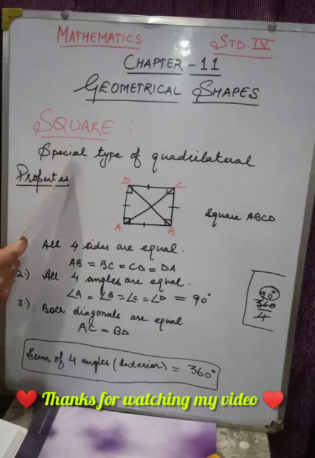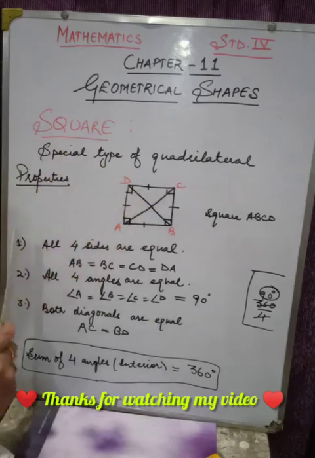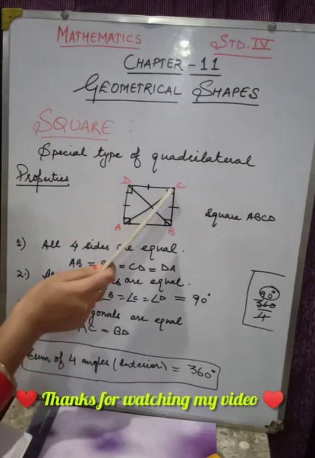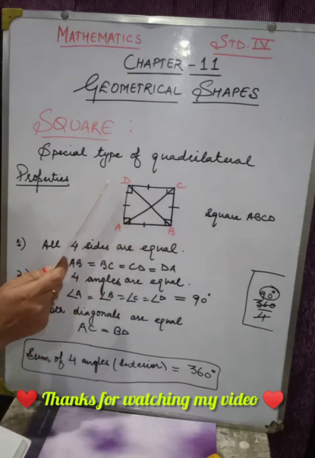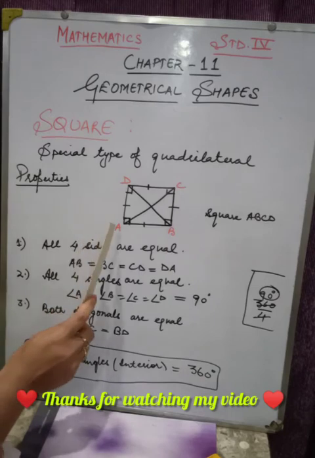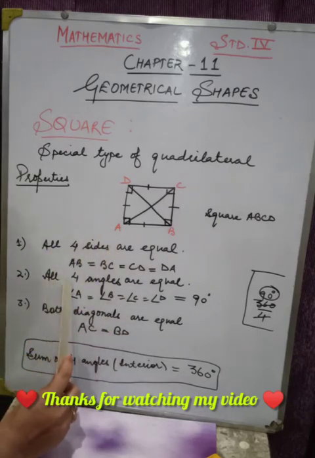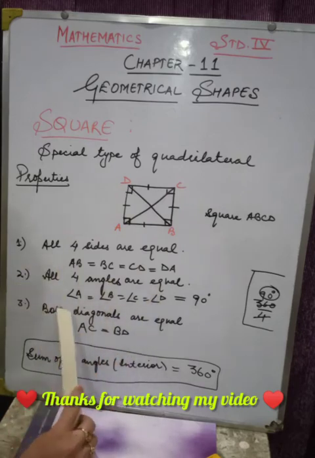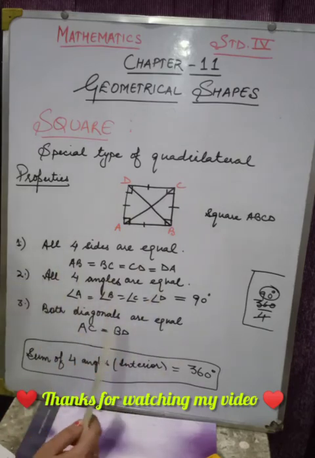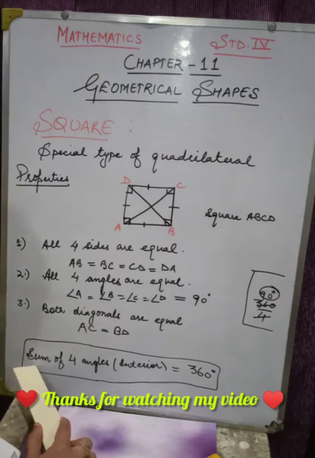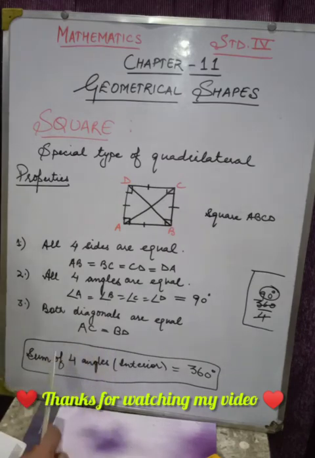What is a square? A special type of quadrilateral, and it has four sides, four angles, four vertices and two diagonals, as we have done in quadrilateral. But here, what is more, all four sides are equal, all four angles are equal, and both the diagonals are equal. And one more thing we have done: the sum of the four angles of a quadrilateral is equal to 360.